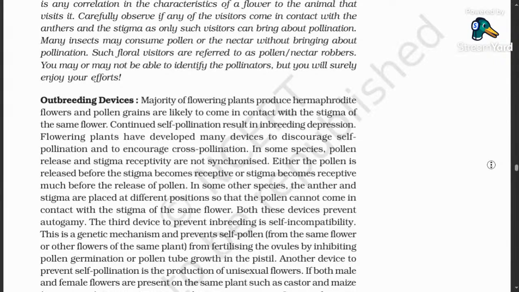Many insects may consume pollen or nectar without bringing about pollination. Such floral visitors are often referred to as pollen or nectar robbers. You may or may not be able to identify pollinators, but you will surely enjoy your efforts.